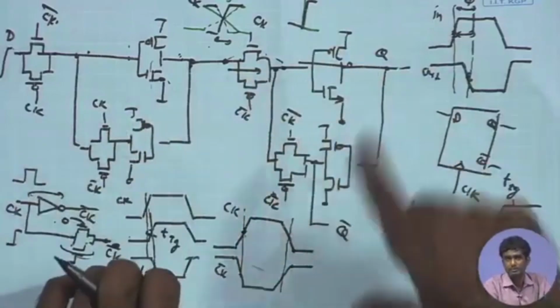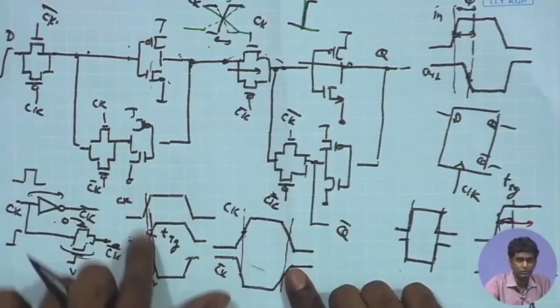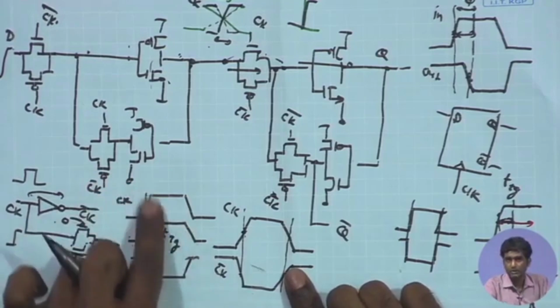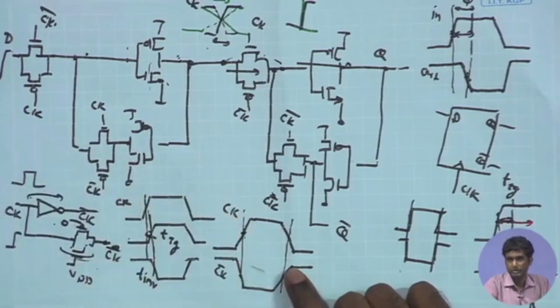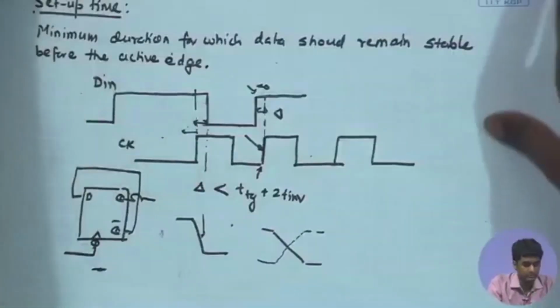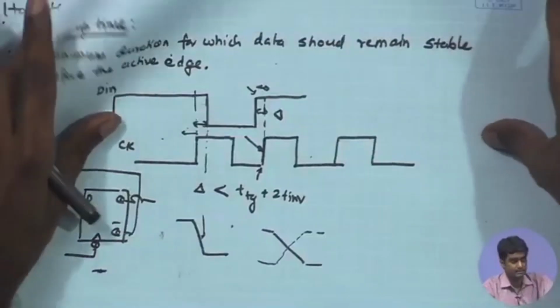So, that is something to be careful about, and that can be ensured if you have sufficiently sharp edges of the clock and sufficiently small rise time and fall time. How are the rise time and fall time controlled? Just a brief discussion on that, so that we can end this discussion quickly.